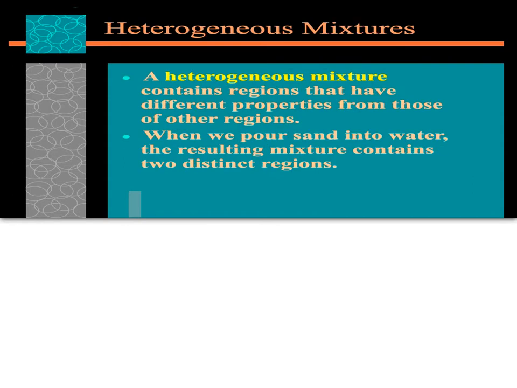So we've already discussed the heterogeneous and homogeneous. Recall that heterogeneous means that the matter is not uniform. Homogeneous means the matter is uniform. With a heterogeneous mixture, again, not being uniform, it's going to have regions that have different properties from other regions. For example, if you were to pour sand into water, sand is going to have a different property than the water does. And we're going to have two distinct materials that are in this mixture.